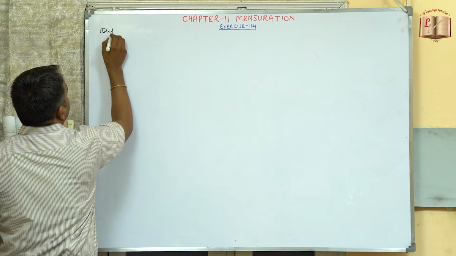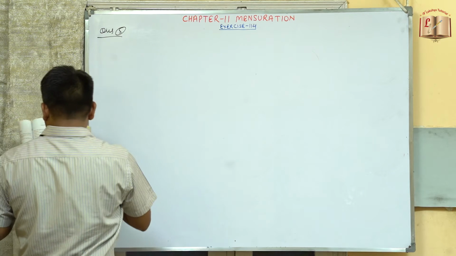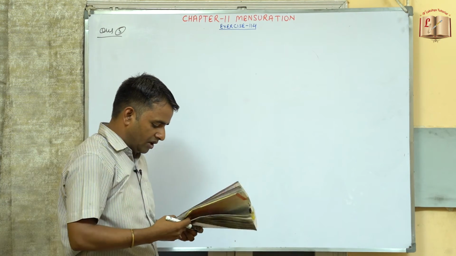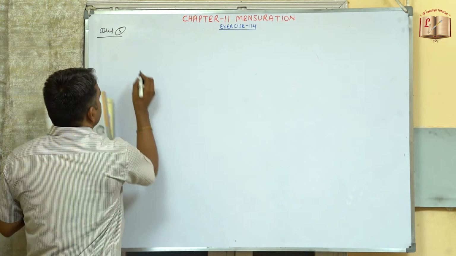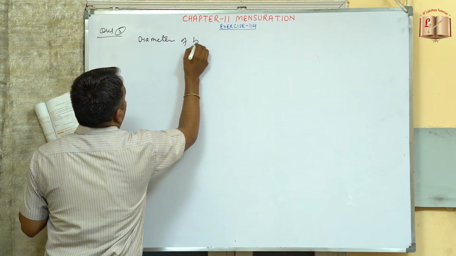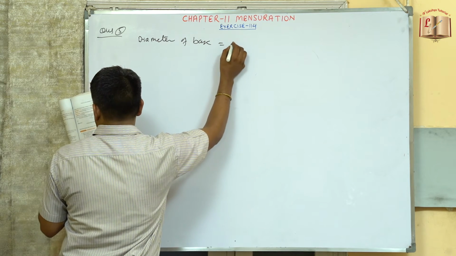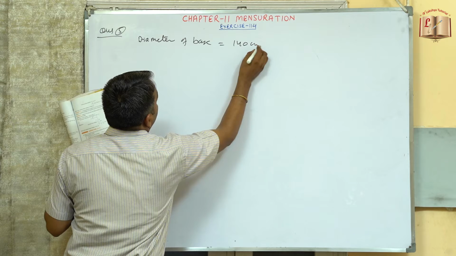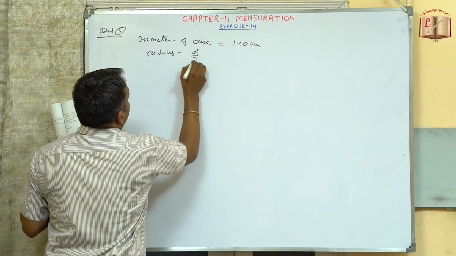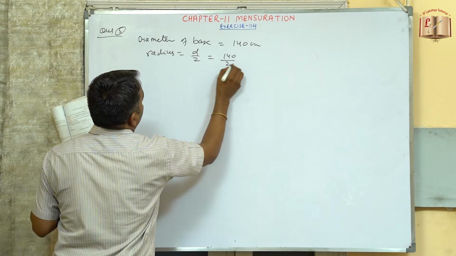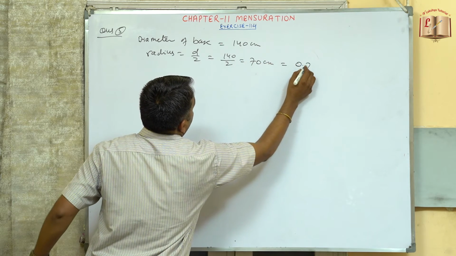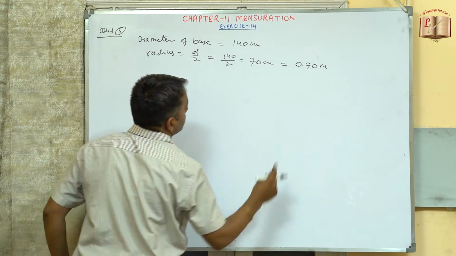So now coming to question number 5. Find the height of the cylinder with the given volume and the diameter of the base is given. So diameter of base is 140 centimeter. So radius is equal to diameter by 2. So 140 by 2. So this is now 70 centimeter, or it can be written as 0.70 meters.